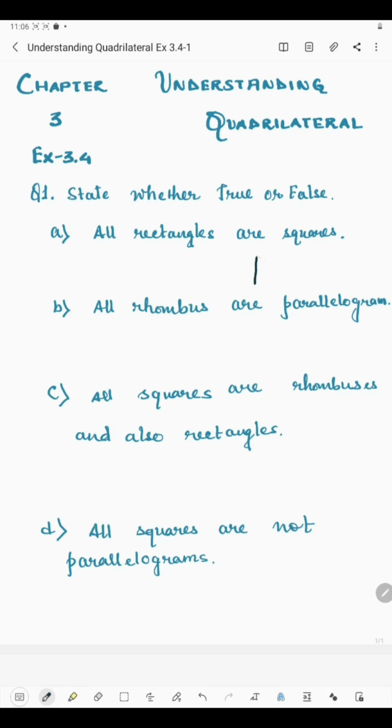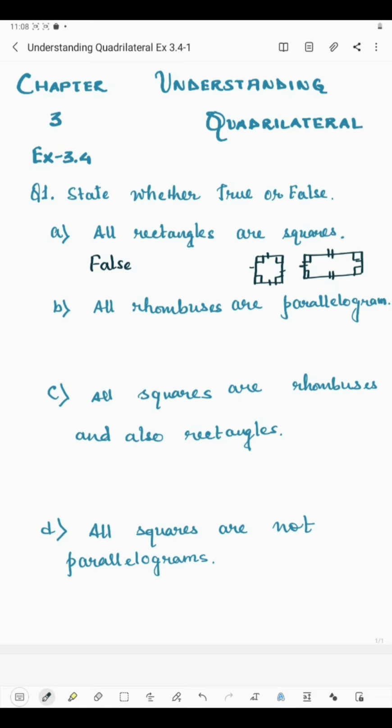Now in a square all sides are equal and all angles are 90 degrees, and in a rectangle opposite sides are equal and all angles are 90 degrees. So all rectangles are not square, because in a square all sides are equal. So this statement is false. Okay. Now coming to next.